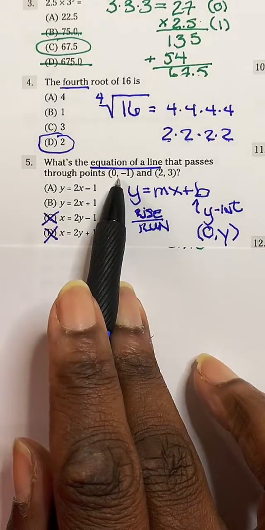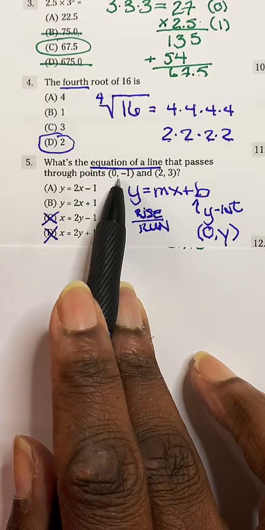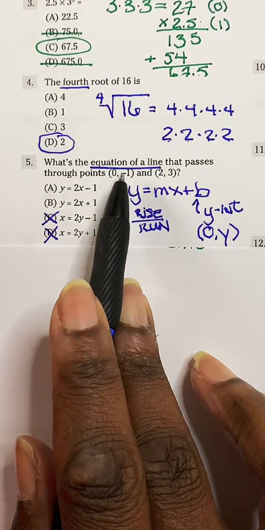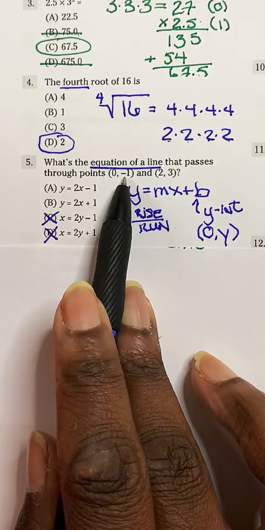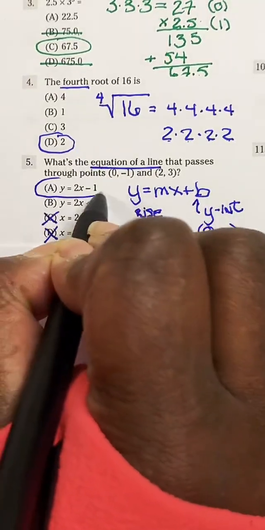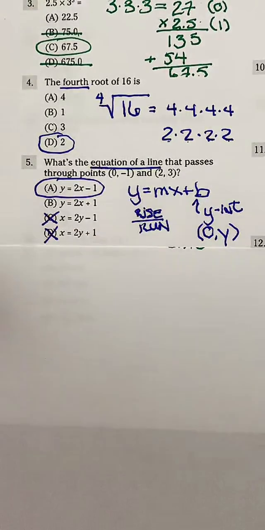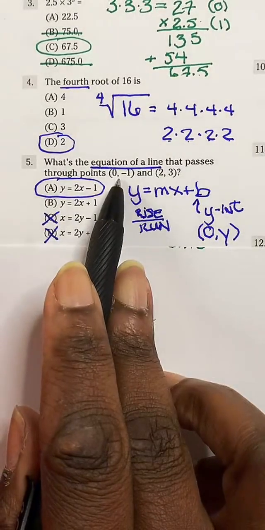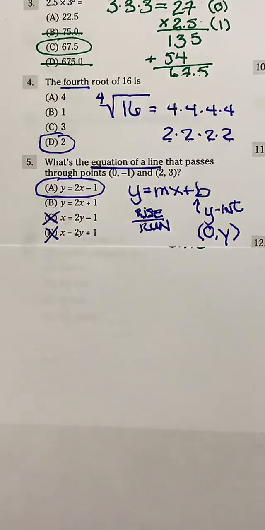One of our points is our y-intercept. And they're telling us that our y-intercept is -1. So right away, boom, A is your answer. You didn't need to calculate the slope. You didn't know, especially when they gave you a y-intercept. Bada boom, bada bing, just put it on in there and get it done.